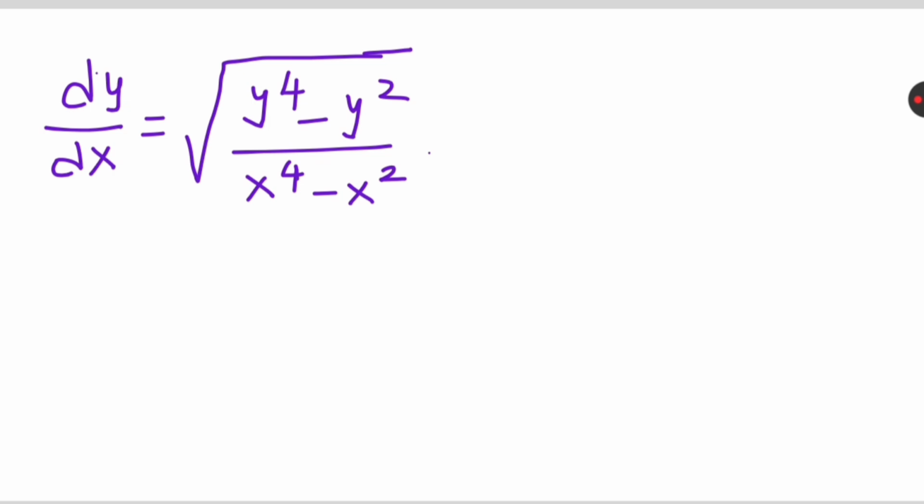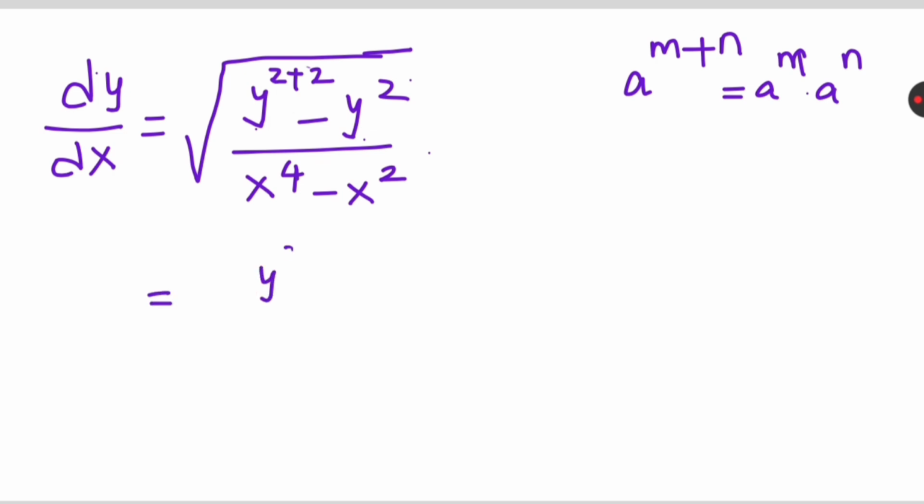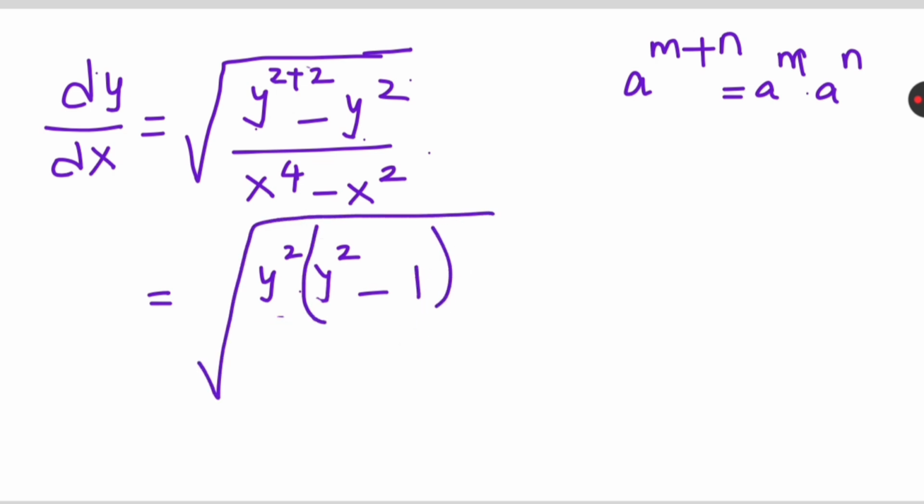So in the numerator we have y raised to the power of 4 minus y raised to the power of 2. So this y raised to the power of 4 also we can write in terms of 2 plus 2, isn't it? Now this y raised to the power of 2 plus 2 is in the form of a raised to the power of m plus n. So we can write this as a raised to the power of m times a raised to the power of n. Same like that, we can write it as y raised to the power of 2 times y raised to the power of 2 minus y raised to the power of 2. So here and here we have y raised to the power of 2 as common. So let's take it as common. Then we are left with y raised to the power of 2 minus 1. So this is the numerator.